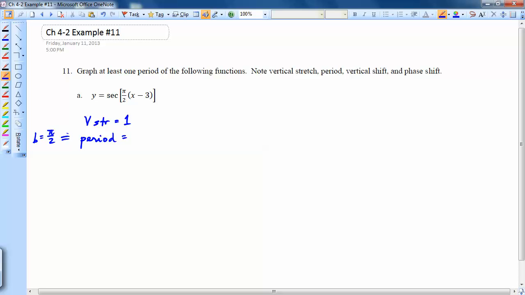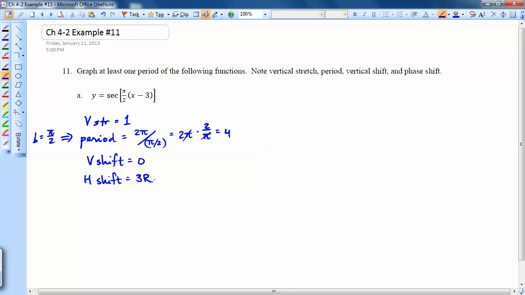So I'm going to calculate my period the same way that I did with cosine and sine, which is 2 pi divided by b. And so that's the same thing as 2 pi times the reciprocal of the denominator. So I'm going to get 4 out of that. So period is 4. Vertical shift, there's nothing added on at the end here, so that's like plus 0. And then the horizontal shift, or phase shift, would be 3 units to the right.